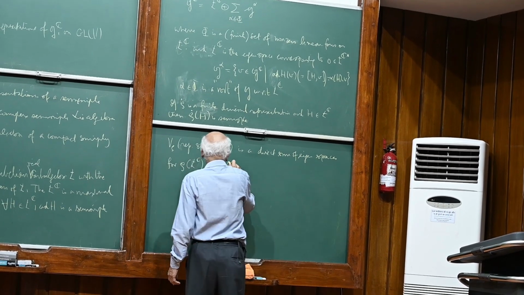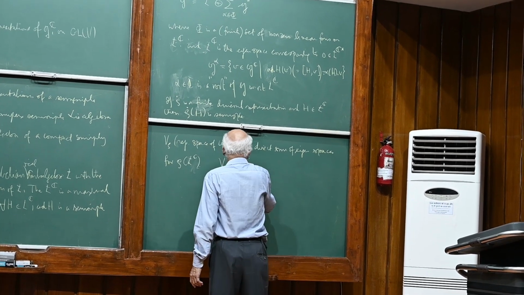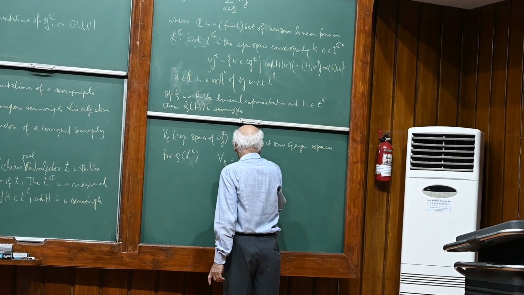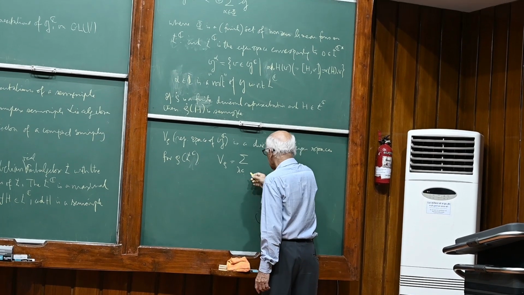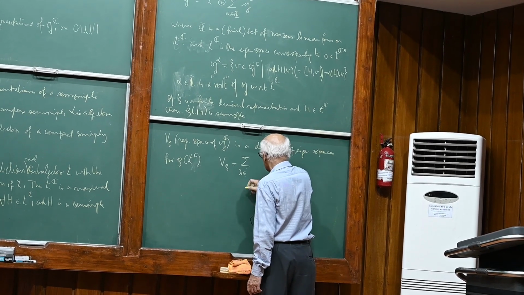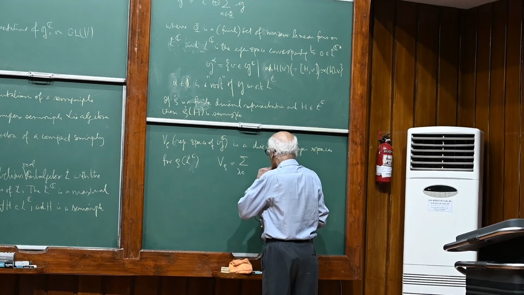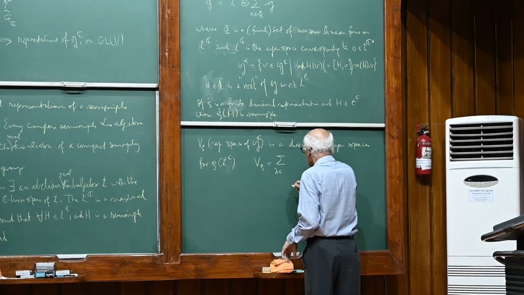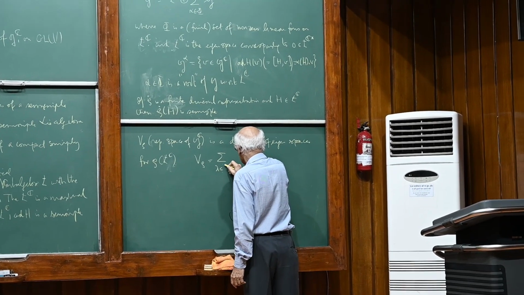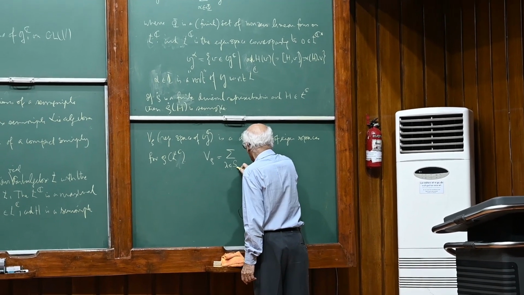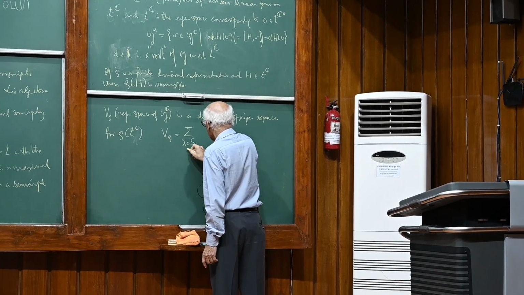So V rho breaks up into some lambda. I don't remember what notation I used yesterday, but let me write simply rho, depending on rho. Lambda is a bunch of linear forms.